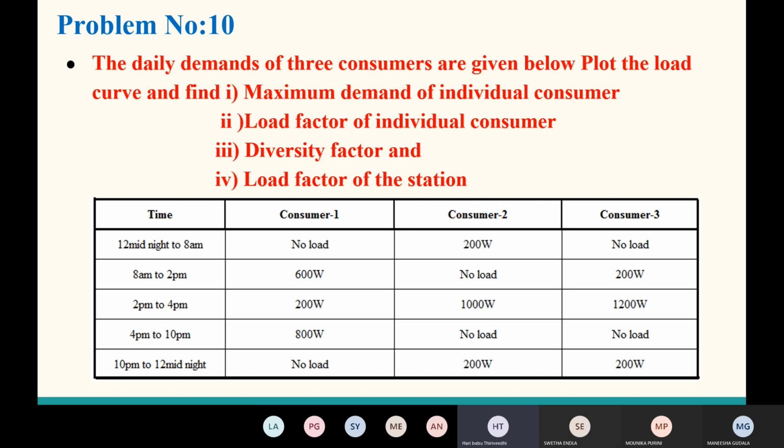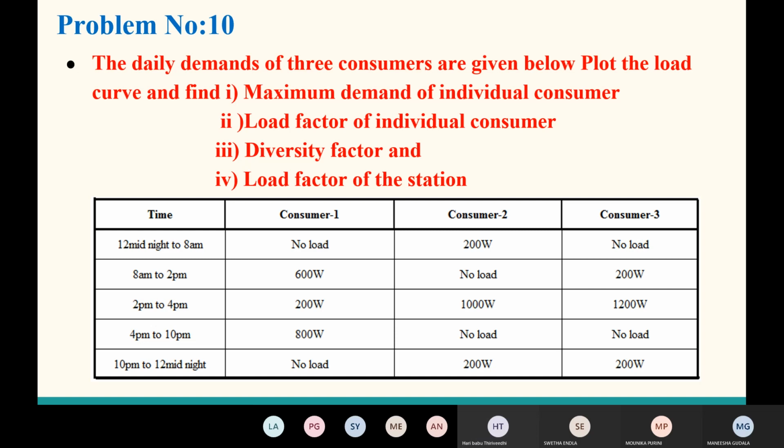So no load, 200 watt; no load, 600, no load; 200, 200, 1000, 1200, 800, no load, no load; no load, 200, 200. First of all, you have to draw the load curve. Draw the y-axis and x-axis. From 12 midnight to 8 a.m. it is 200 only, so draw one line at 200 up to 8 a.m.